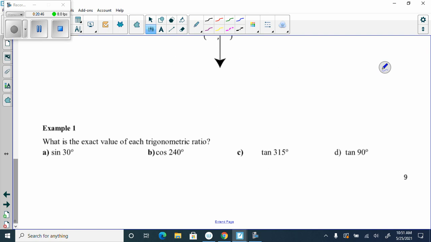So we did the exact trig ratios of this, right? We can pull these off for unit circles, correct? So go. Sine 30 is what? What did we say? It was 1/2. And cos of 240 was what? Negative 1/2. Now I want you to do tan 315 and tan 90. Go. Try. Tan 315, tan 90.